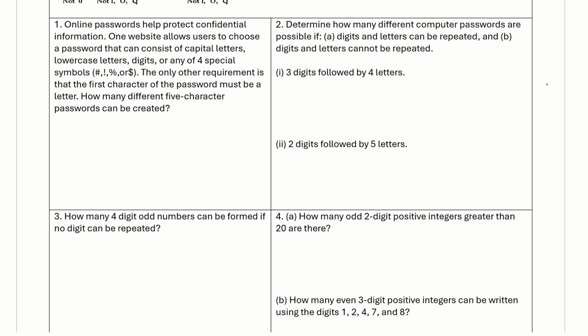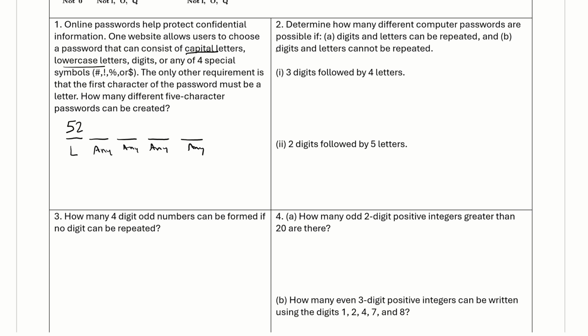In this case, we're looking for a 5-character password. So 1, 2, 3, 4, 5. They said that the first has to be a letter. The rest could be anything. There are 26 letters, but it says capital and lowercase, so it could be any of those. So there's actually 52 options, 26 plus 26 for letters. I'm going to choose one of those.